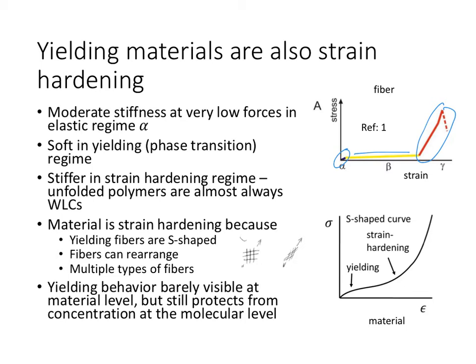And in fact, a lot of polymers that undergo phase transitions, because they're unfolding, or simply because polymers often act that way, are almost always worm-like chains that undergo these strain hardening behaviors, and the stress goes up. So a material composed of these yielding fibers is generally strain hardening as well as yielding. And we show here a stress strain curve where we show the yielding region and then the strain hardening region.